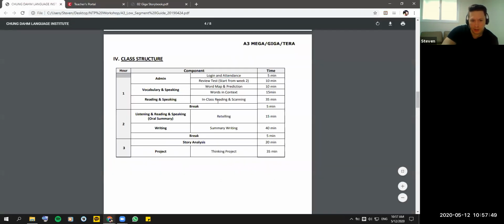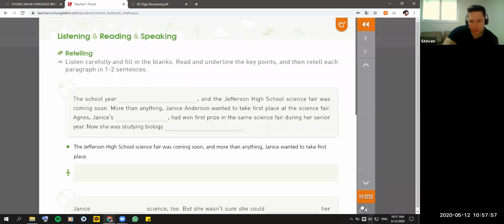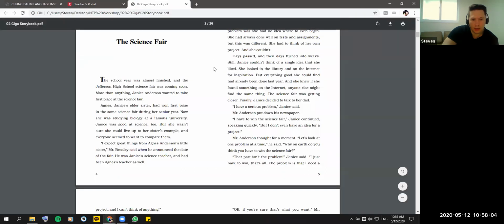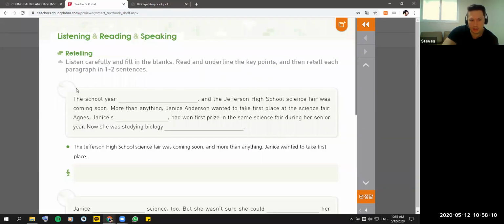Then the next section we're going to move on to, so you would have a break here. This is when you should be planning to take a break, and then you do the oral summary when you return. So after the break, you would jump to page 4 of the SMART textbook, listening and reading and speaking. You can consult the book as needed, but this is all put in context, just like they did with the words in context page.